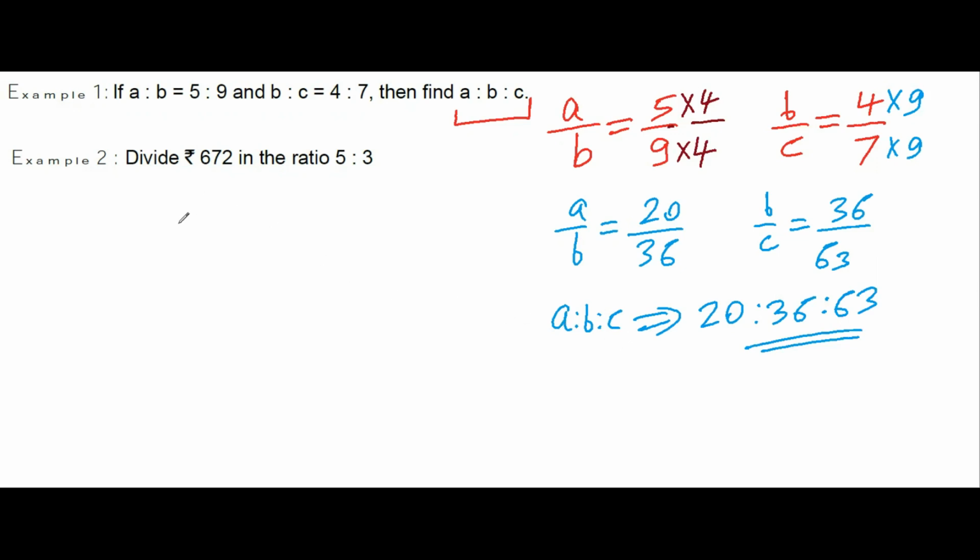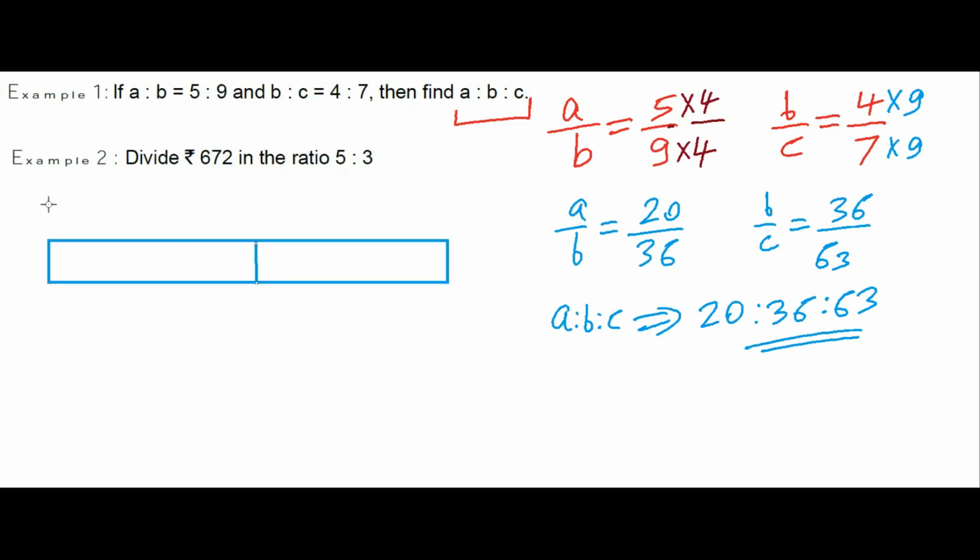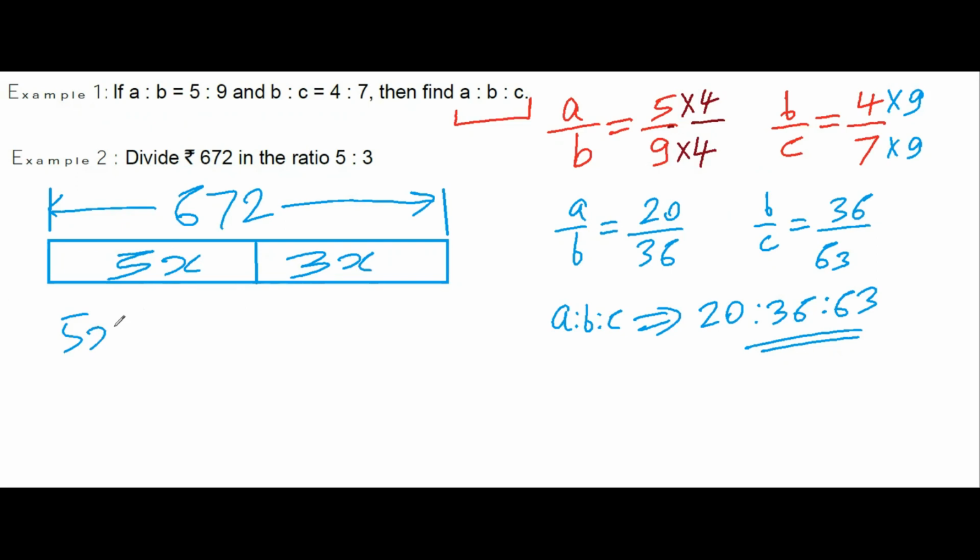And solved example number 2 is very easy. Here it says divide rupees 672 in the ratio 5 is to 3. So from here to here you have rupees 672. You are dividing this into the ratio 5 is to 3. So let me take a common variable, that is 5x and 3x. So I know 5x plus 3x will be 672. 5 plus 3 is 8.